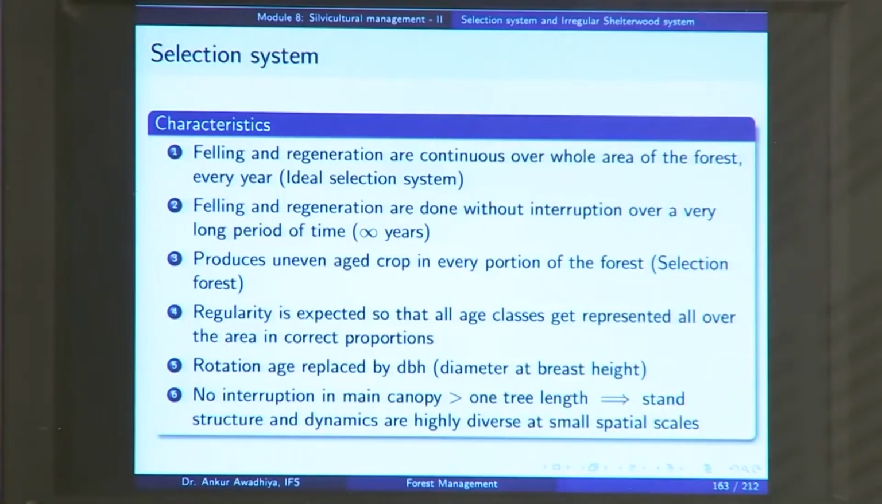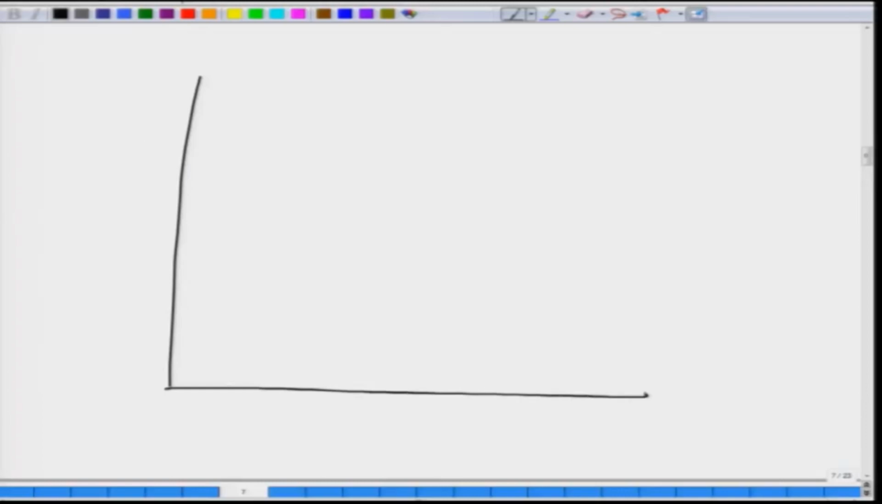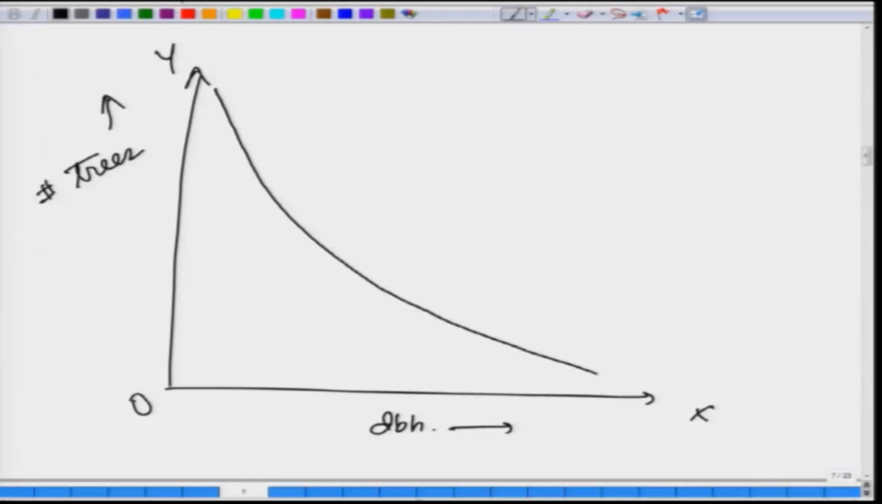So, even if you look at a very small area of a selection forest, you will find that the stand structure and dynamics are very diverse. So, what we are saying is that in the case of a selection forest, if you represent the number of trees on the y axis and the dBH on the x axis, then in a classic or ideal selection forest, you will have a curve like this.